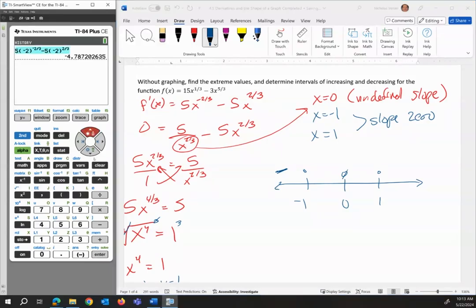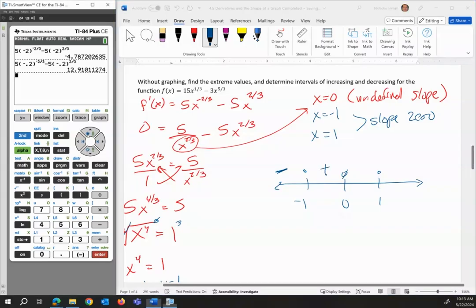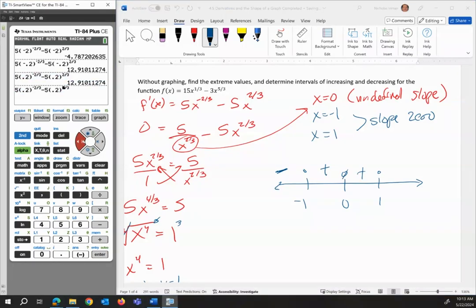Plugging in a number between 0 and -1, like -0.2. That's fine. And that's a +12. Putting a number between 0 and +1, just need to get rid of that negative. Positive 0.2 is still positive. Then a number bigger than 1, like 2.